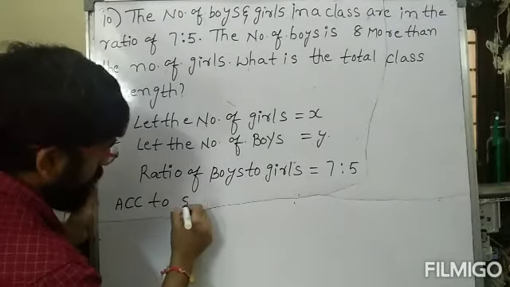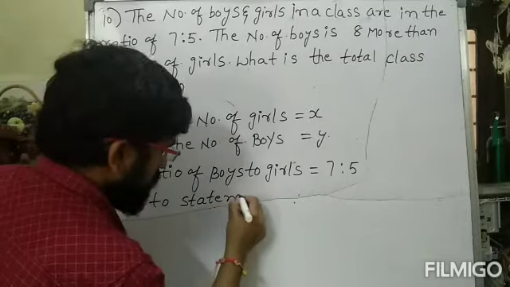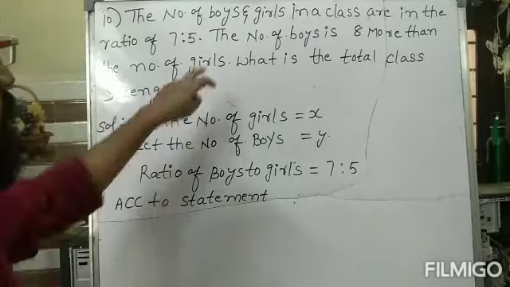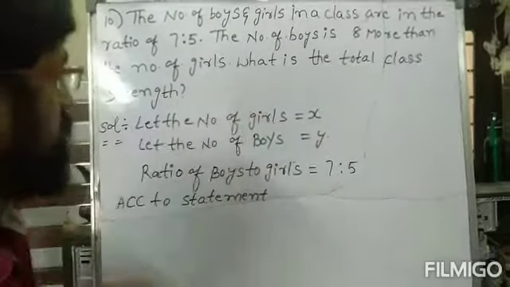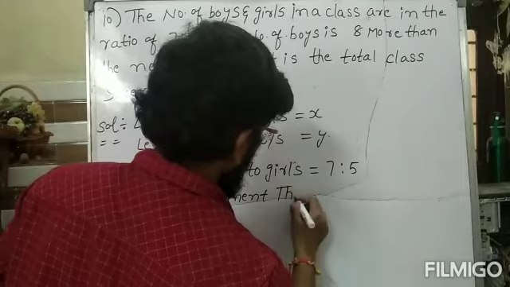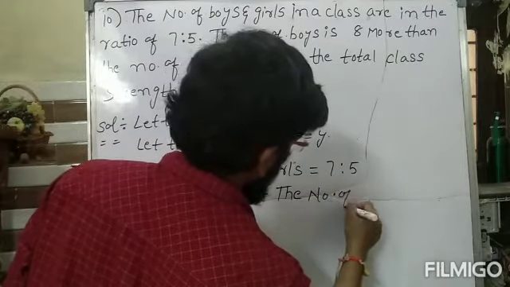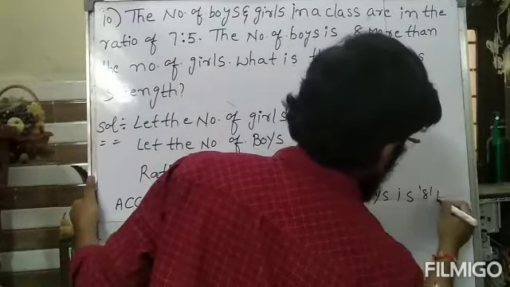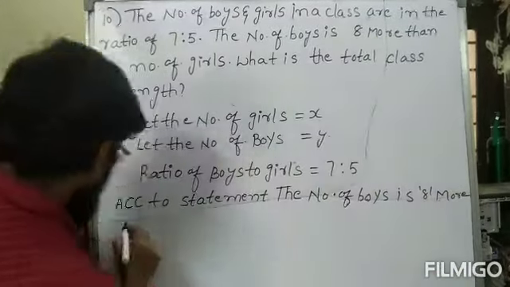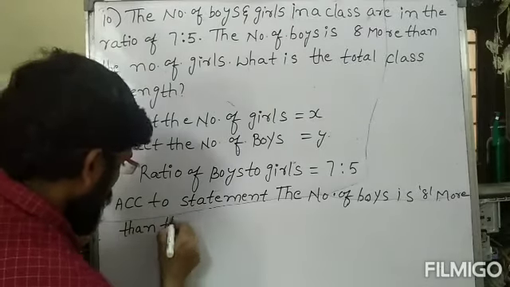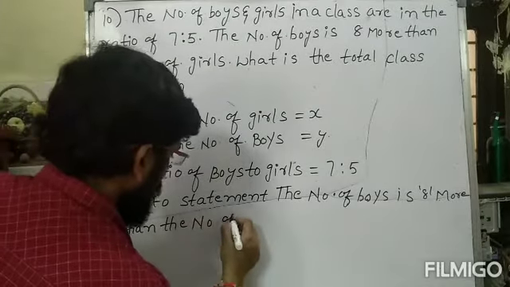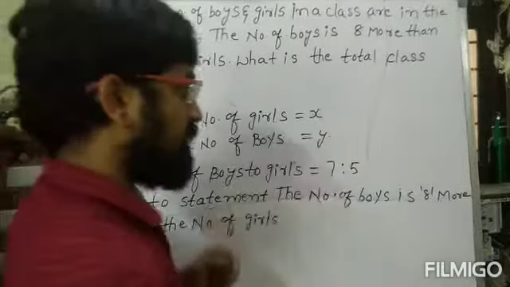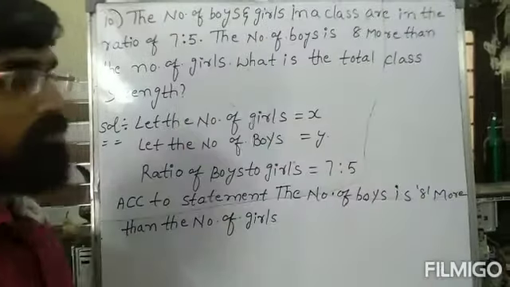According to the question, what is given? According to the statement, the number of boys is 8 more than the number of girls. So according to the statement, the number of boys is 8 more than the number of girls.